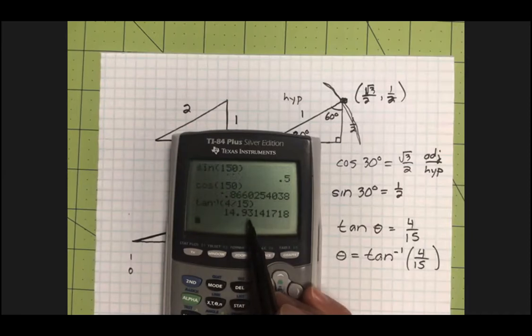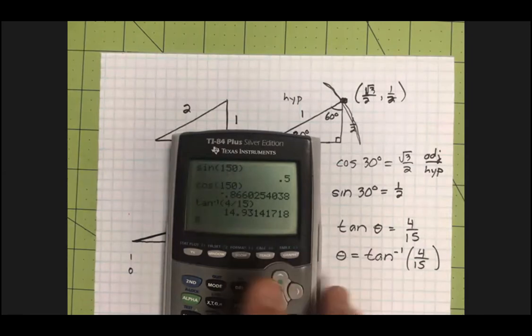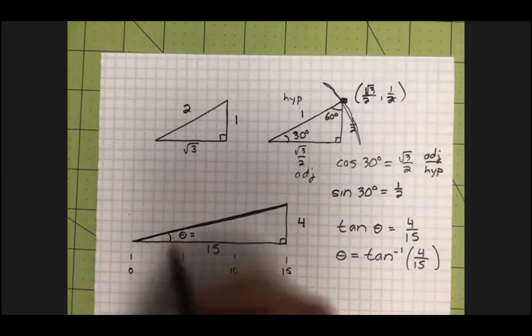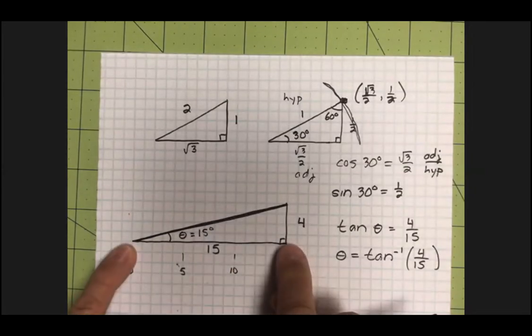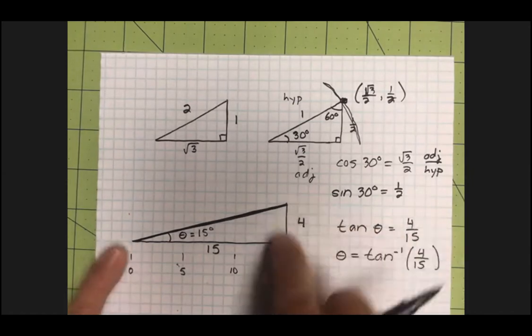If I say tan inverse of 4/15, the calculator says 14.93 degrees. That is darn close to 15 degrees. So that's why I said to you, if you wanted to draw something that looked honestly like 15 degrees, it's not exact, but just draw a 4/15 triangle.